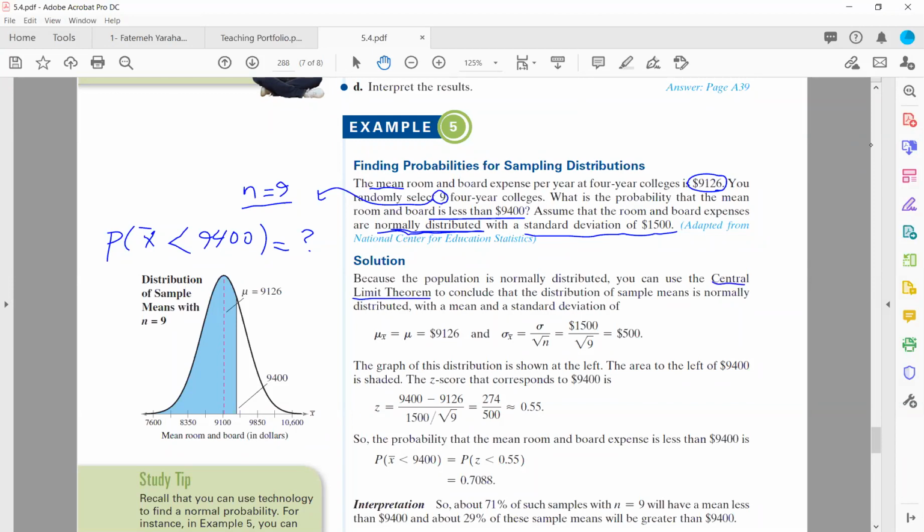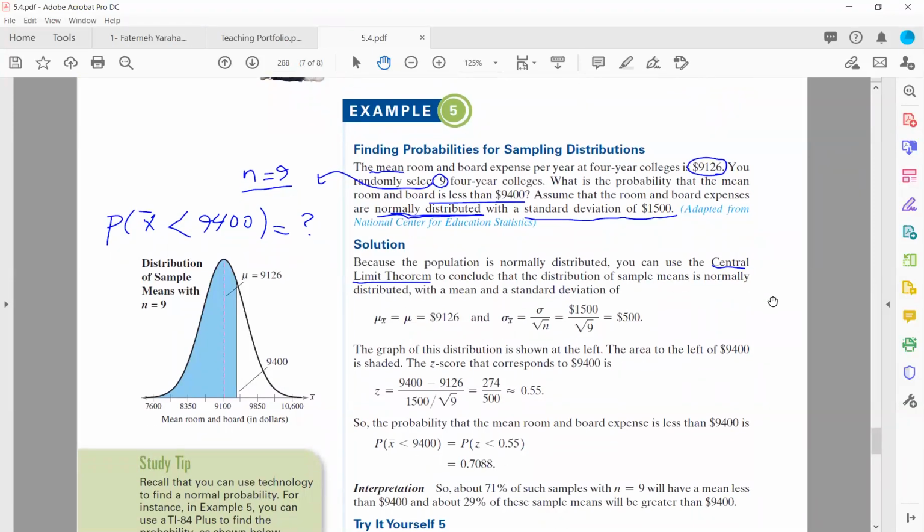The central limit theorem says the mean of the sampling distribution of the means is equal to the mean of the population, which is given. But to find the standard deviation of this new sampling distribution, you have to do a little bit of algebra. Sigma sub x bar is equal to sigma, the population standard deviation, divided by the square root of n. Sigma is given, 1,500, divided by the square root of n, which is 9. If you do the calculation, you get 1,500 divided by 3, which is $500.